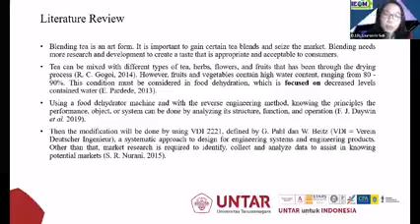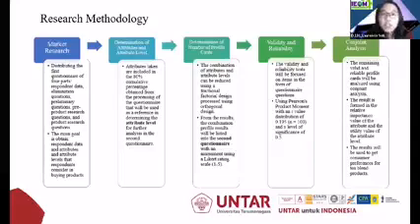Using a food dehydrator machine and the reverse engineering method, knowing the principle and the performance of an object or system can be done by analyzing its structure, function, and operation. Then the modification will be done by using VDI 2221, a systematic approach to design for engineering systems and engineering products. This is the research methodology.